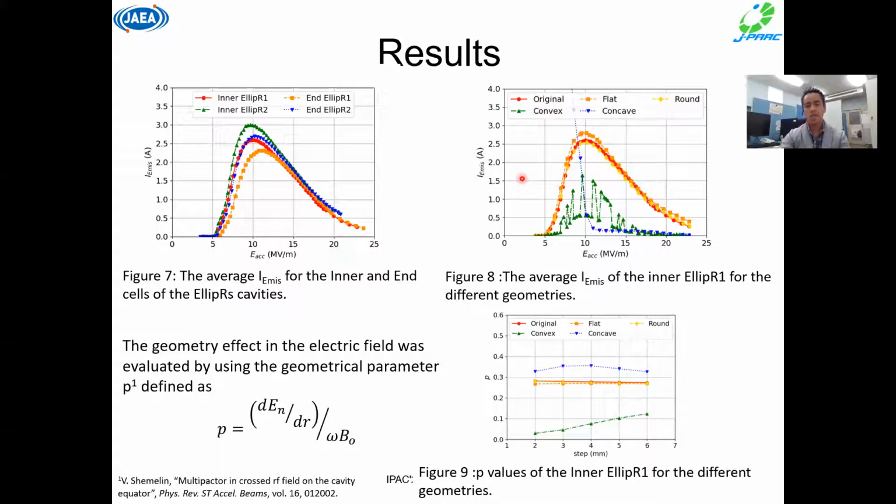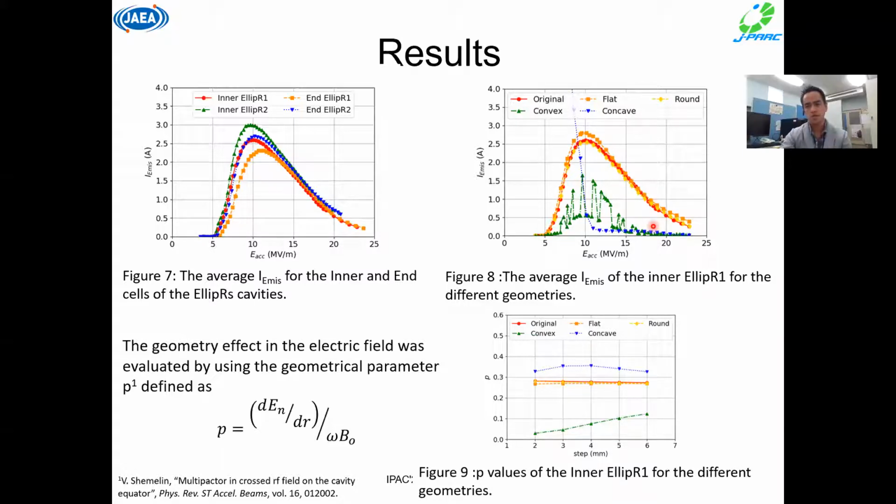Here, I make the test for different geometries for the inner cell of elliptical cavity number 1. We can see that for the flat and round, the performance is quite similar to the original one, the flat one. However, for the concave, we see a large increase, basically at low energy. That is related to the 2-point multipacting. And for the convex, we see an important reduction of the emission current.